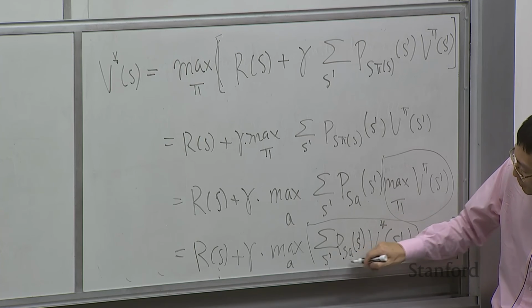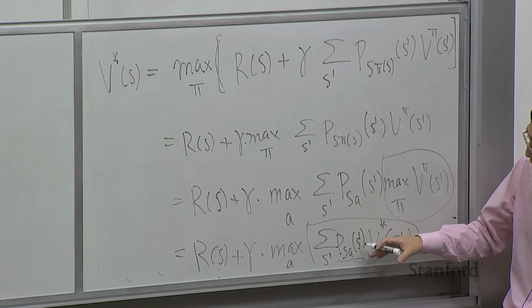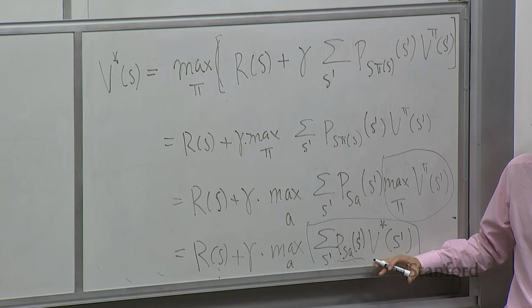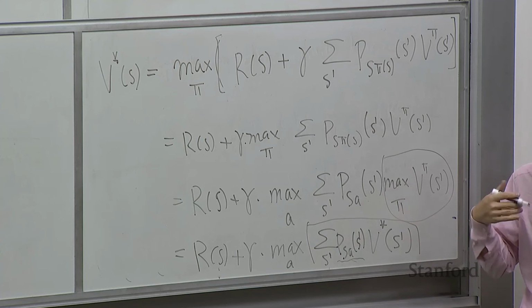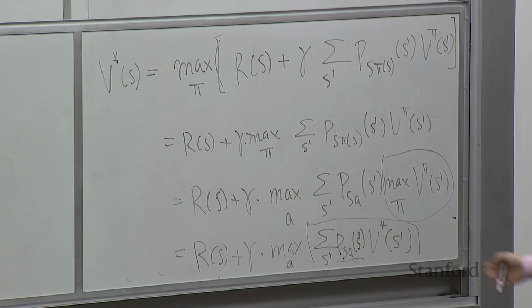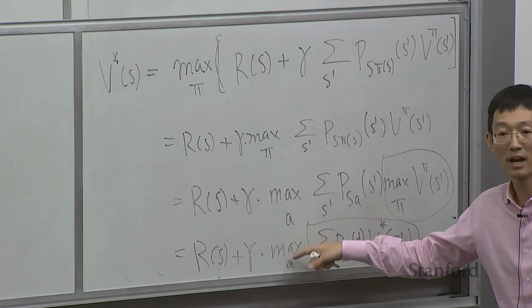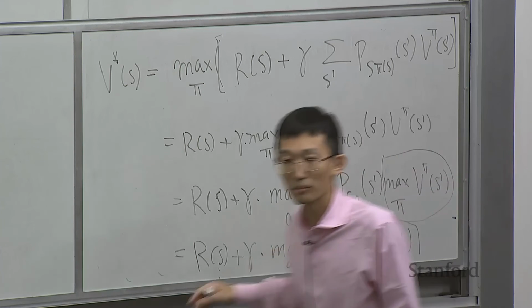You're going to have some transition probabilities to arrive at S prime, and then after you arrive at S prime, you have some maximum possible reward V star S prime. So that's why the sum is the best possible reward you can get if you apply action A at this step, and then you max over A, and that's the best thing you can do.